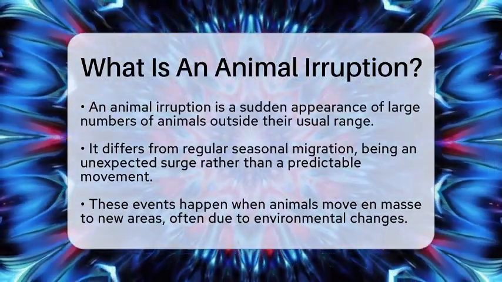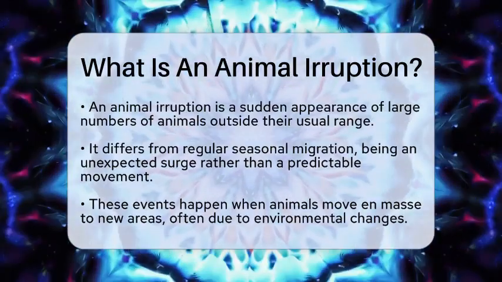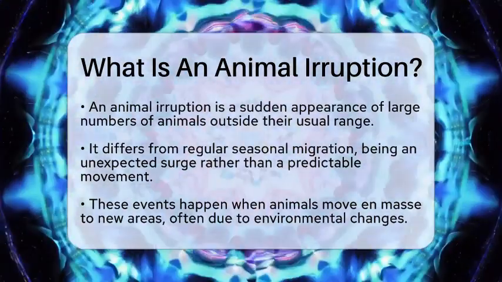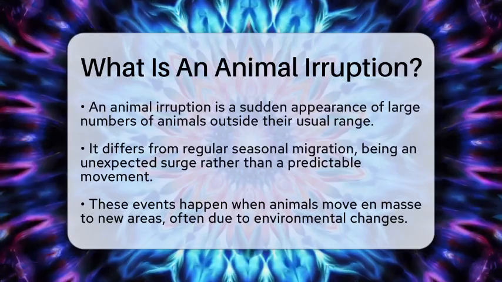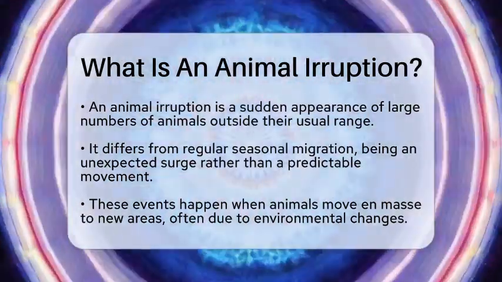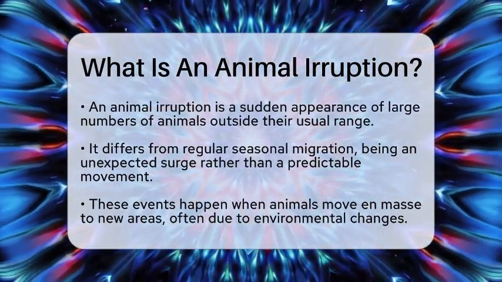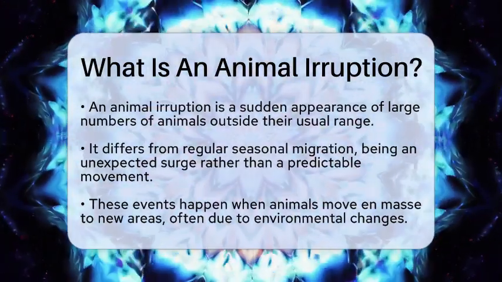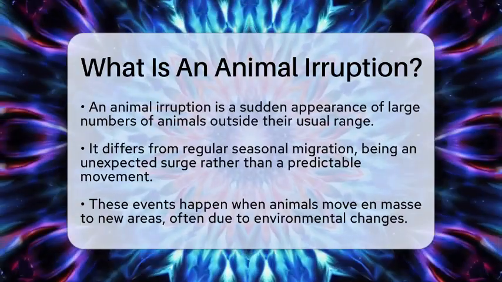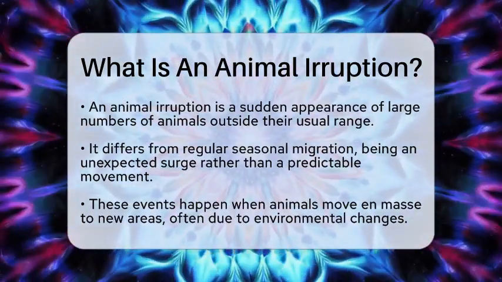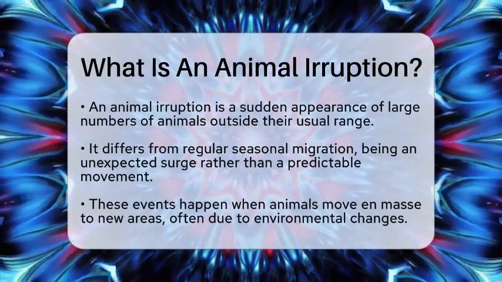An animal eruption is when a large number of animals suddenly appear outside their normal range or usual migration paths. It is not a regular movement like seasonal migration, but an unexpected surge in animal numbers in places they are rarely seen. Usually, these events happen when animals move en masse to new areas. This movement is often driven by changes in food sources or population pressures.